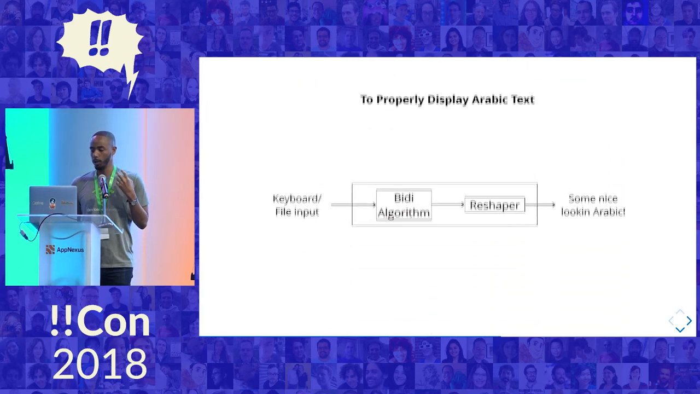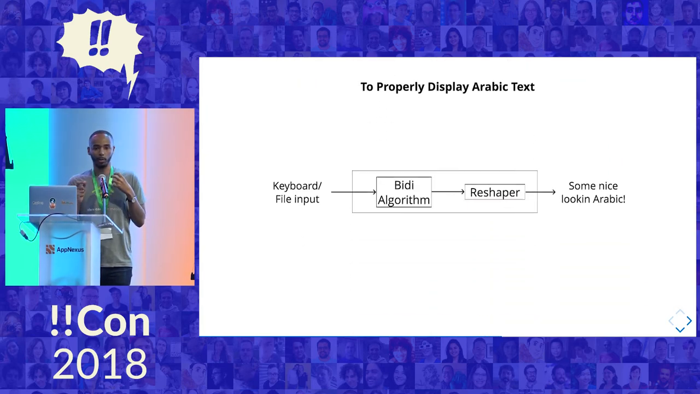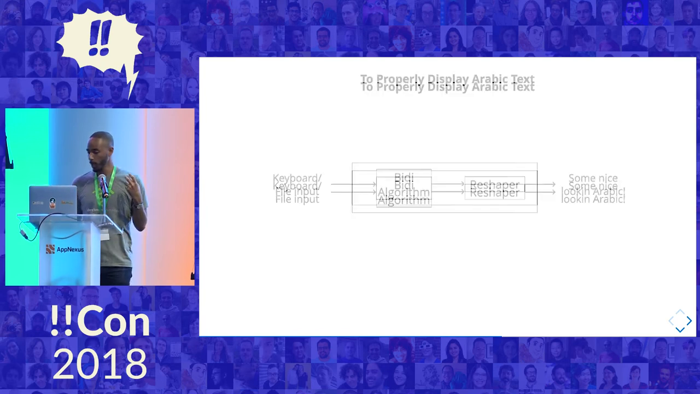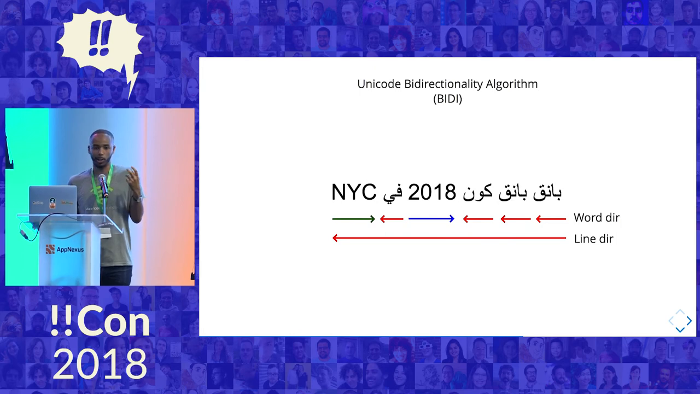So when a user types Arabic, or when you encounter Arabic text in a file, you have to run it through an algorithm known as the BIDI algorithm, which is the Unicode bidirectionality algorithm. Then you have to reshape that text, and then you finally get nice looking Arabic. As for how the Unicode bidirectionality algorithm works, Arabic is a right to left language.